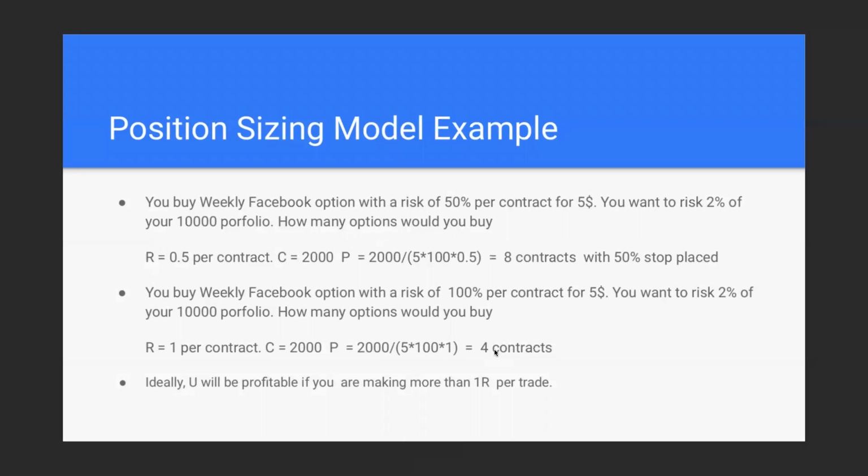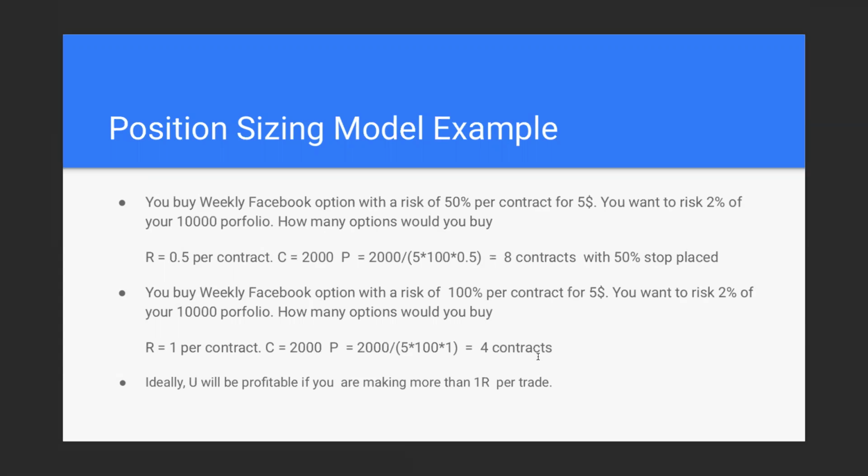Okay, now let's go to the next one. I'm going to give you an example here. Since we predominantly trade options, I used options, and a lot of people have been asking me how to do this. You buy a weekly Facebook option with a risk of 50% per contract for $5. You want to risk 2% of your $100,000 portfolio. I put 10,000 here, but it should be 100,000. How many options would you buy? R is 0.5 per contract and C is 2,000, because 2% of 100,000 is 2,000.